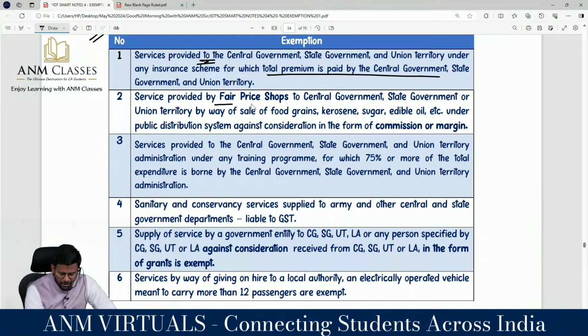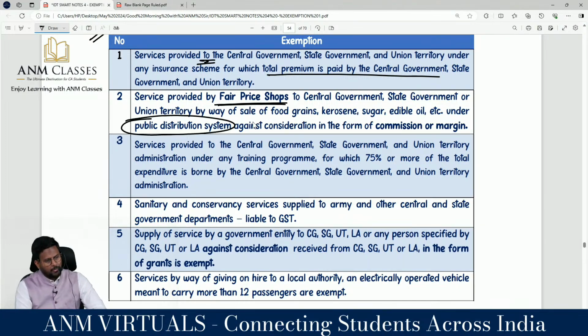Service provided by fair price shop. Have you heard about ration shop? Yes, sir. Services to the central government, state government or union territory by sale of food grains, kerosene, sugar, edible oil, etc. under the public distribution system, against consideration in the form of commission or margin. Sir, you can set up a ration shop and the government will supply the goods and you can sell the goods on behalf of the government, and you will be getting some commission or margin.